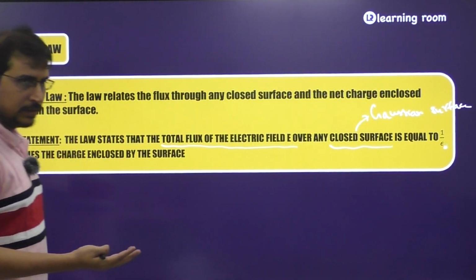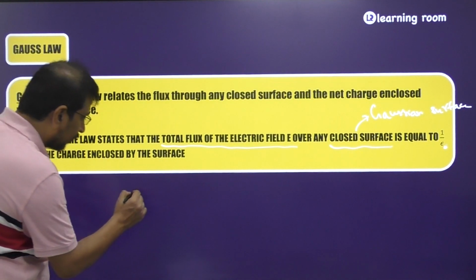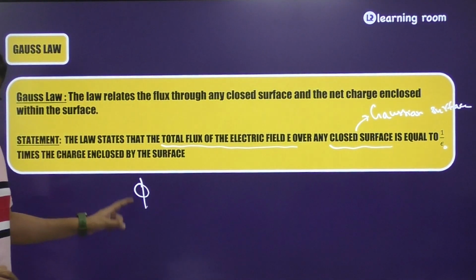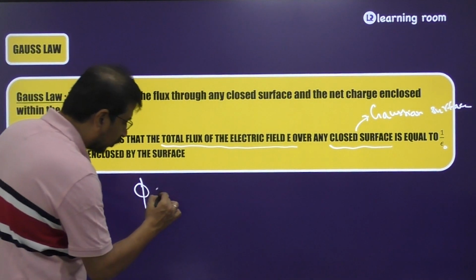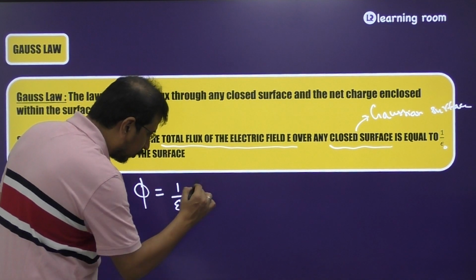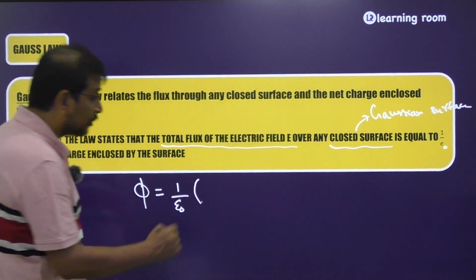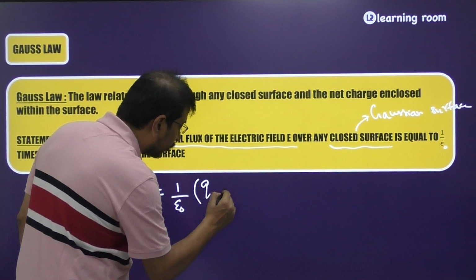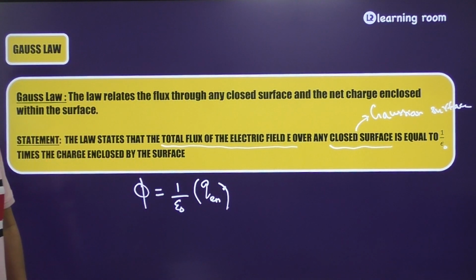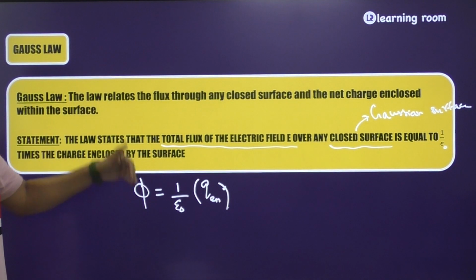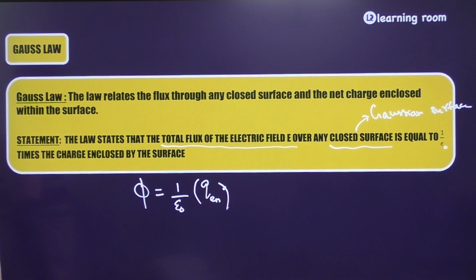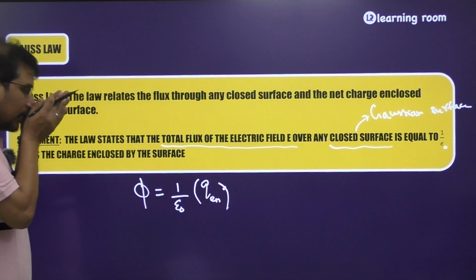How is flux represented? With the symbol phi. So if you know the total flux through a closed surface, this will be equal to 1 divided by epsilon naught times the charge enclosed by the Gaussian surface. This is the mathematical statement. With this, you can find the electric field in very few steps.